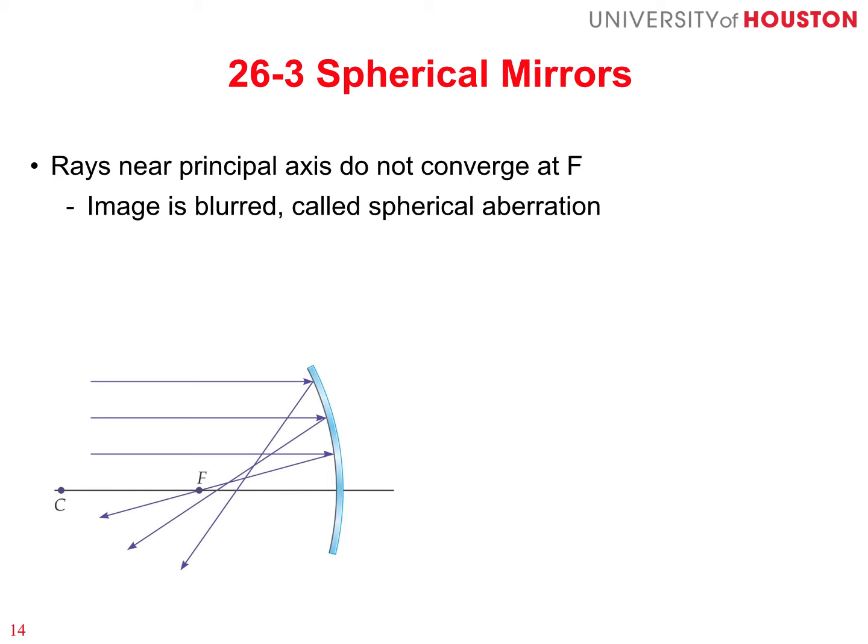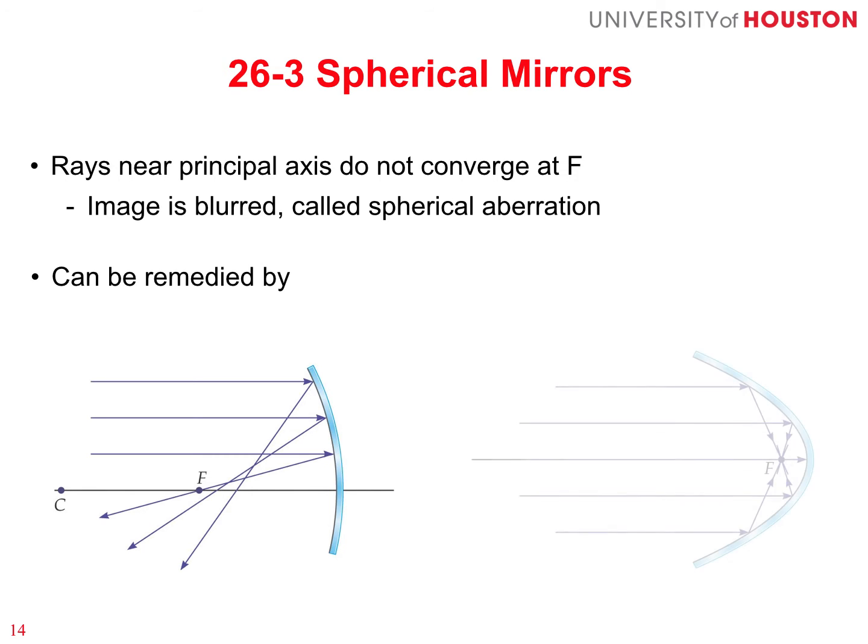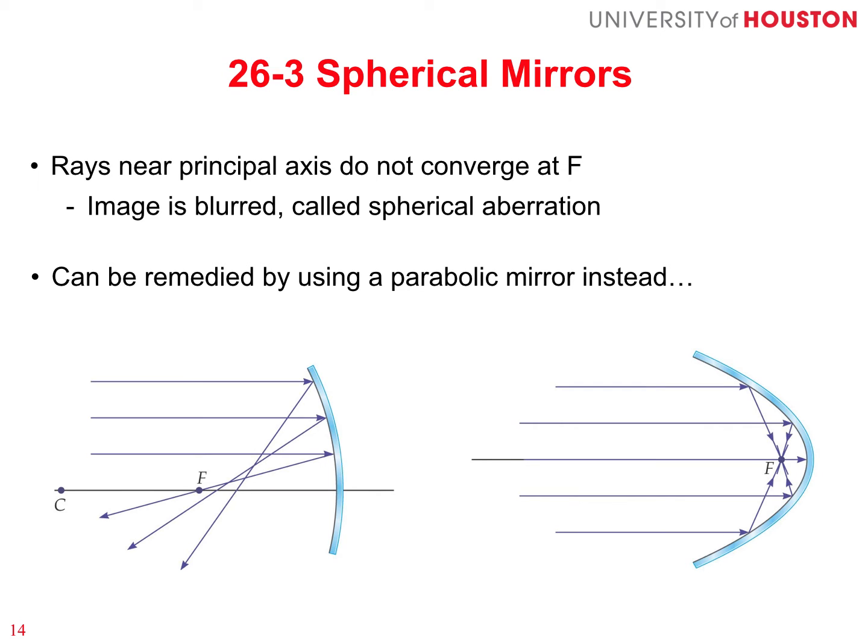For a spherical concave mirror, it actually turns out that the rays that hit the mirror very close to the principal axis do not converge at the focal point. This means that any images we would like to form from this mirror will be blurred, and we refer to this as a spherical aberration. This can be remedied by using what's called a parabolic mirror instead. The equation for the curvature follows a parabola rather than a circle.